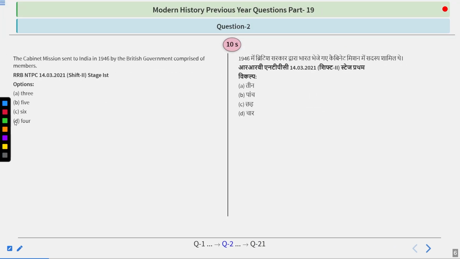The Cabinet Mission sent to India in 1946 by the British government comprised of how many members? Options are 3, 5, 6 or 4. So I hope this question will not trouble you anymore now. So try to figure out the answer, guys.